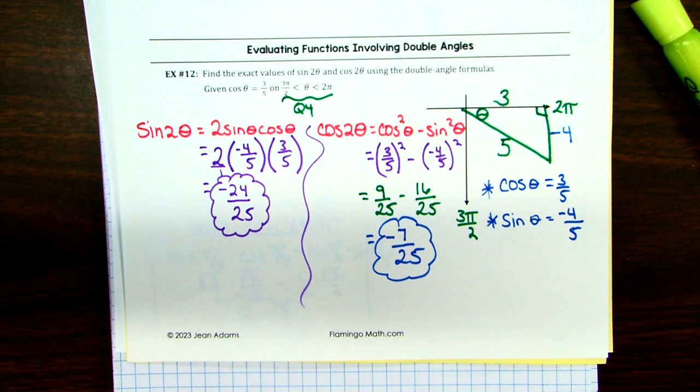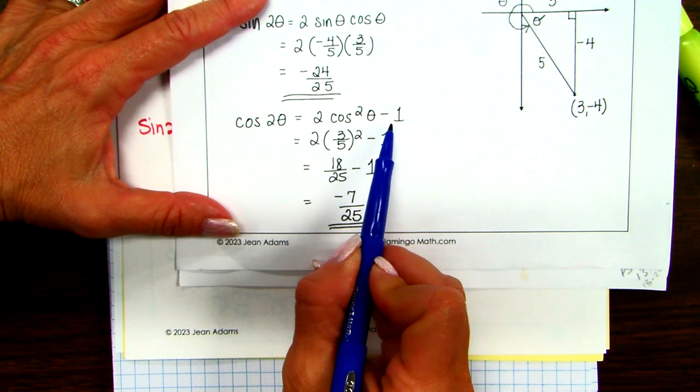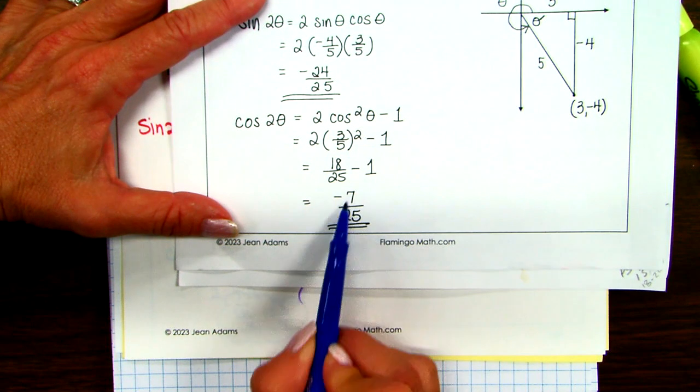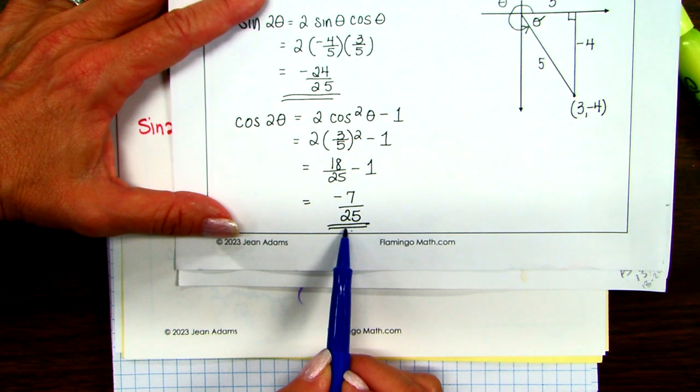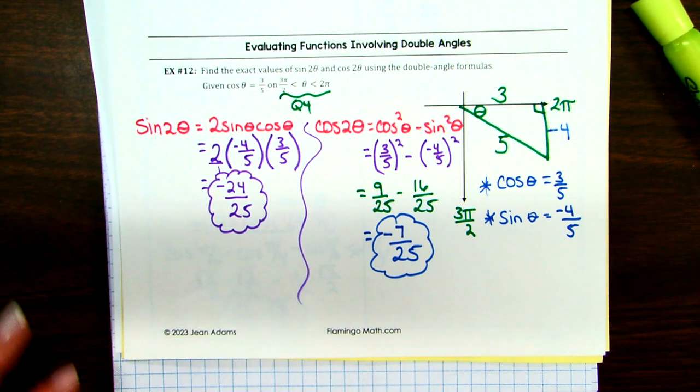Like I said, any of the 3 formulas would work. Here's where 2 cosine squared theta minus 1 was used. Plug in, you get the same answer. Okay, so any of those 3 will get you the same answer.